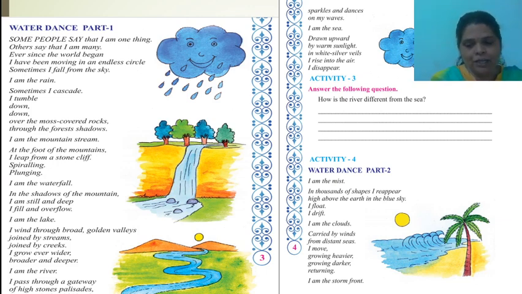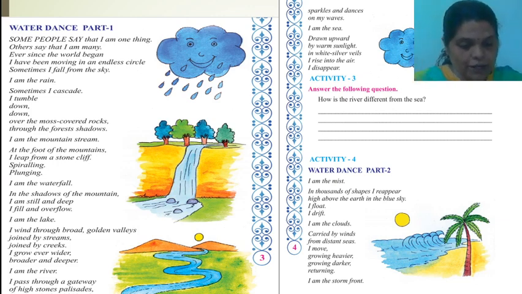I am the river. I pass through a gateway of high stone palisades, leaving the land behind, cool silver moonlight, sparkles and dances on my waves. So I pass through a gateway of high stone palisades. That means palisades matlab fence of pointed sticks. Okay, I pass through the palisades, leaving the land behind. Land को पीछे छोड़ देता हूँ.